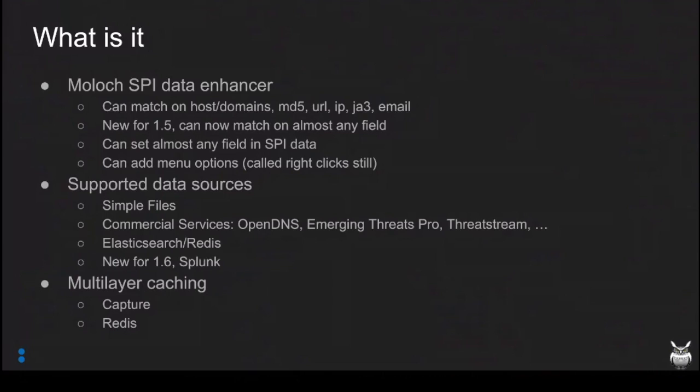But the data sources can be anything. They can be files, they can be URLs, they can be commercial services. You can query Splunk, Elasticsearch, Redis. We've added a bunch of different data sources. And there's multiple layers of caching so that you're not hammering these commercial services, you're not hammering the WISE system.